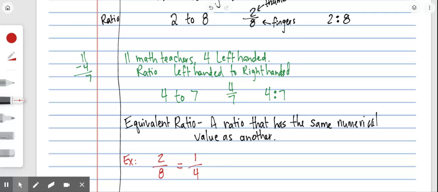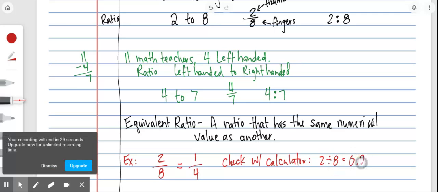And you can check it by using a calculator. If you use a calculator and you do 2 divided by 8, you should get 0.25. And then if you use the calculator again and you do 1 divided by 4, you should also get 0.25. And this is a way to check if your ratios are equivalent.